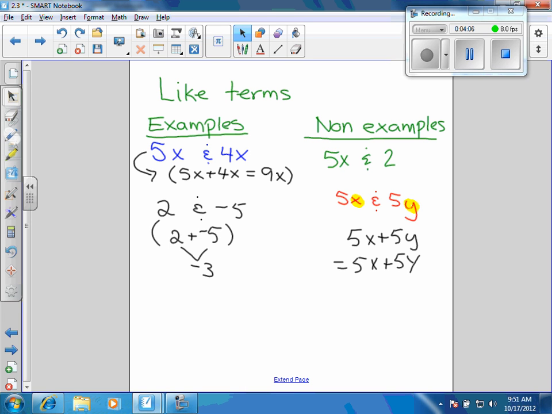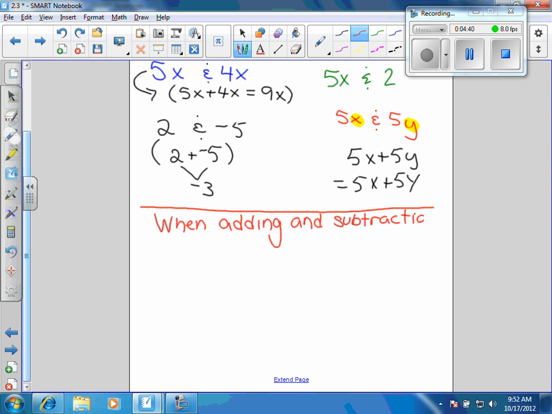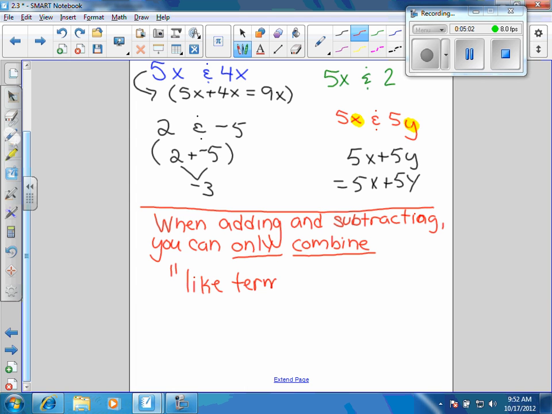That would be wrong. And when we're talking about like terms, you can only add and subtract like terms. It's different for multiplying. We already practiced multiplying earlier this year. So the key here is when adding and subtracting, which is what we're going to focus on today, you can only combine what we call like terms. And this is for adding and subtracting.